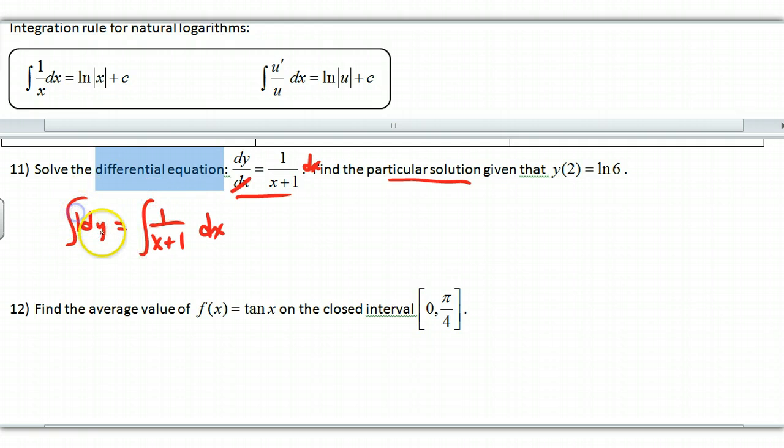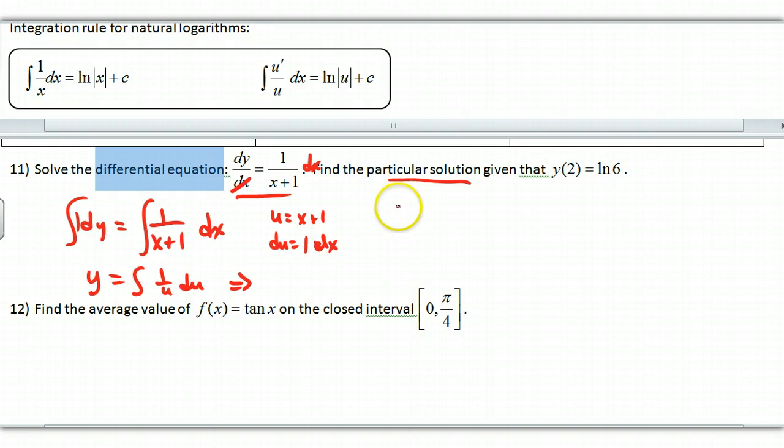The antiderivative of 1 dy is y. And then this one here, well, I can do a u substitution. Some of you can do this without a u substitution. So you get 1 dx, and so my substitution, this just would be 1 over u du. So overall, this is just going to be my natural log of u.